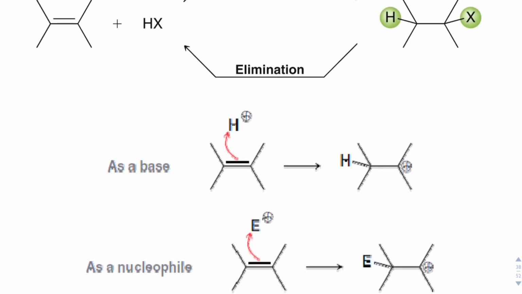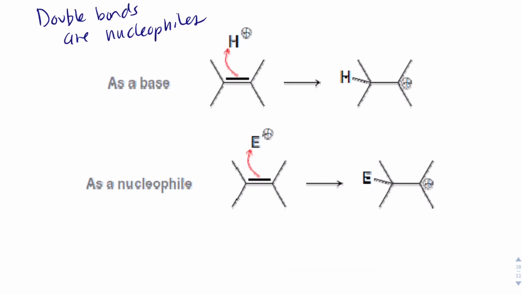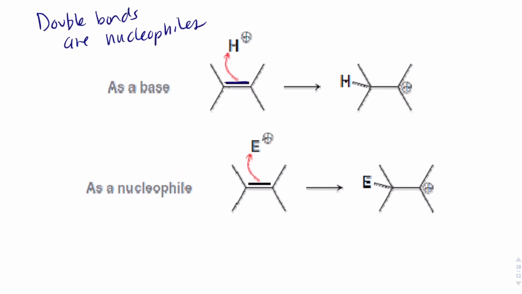As a reminder, double bonds, even triple bonds too, but double bonds are nucleophiles. And so we're going to see that. A double bond could be a base and specifically attack a hydrogen, or it could attack an electrophile. H plus is an electrophile, but when a nucleophile specifically attacks an H plus, it's called a base.